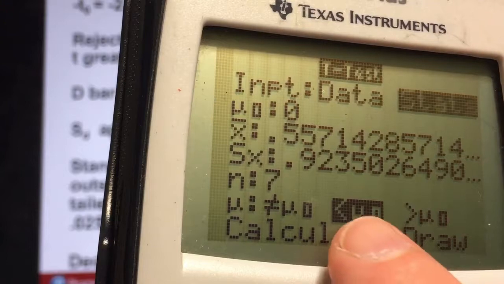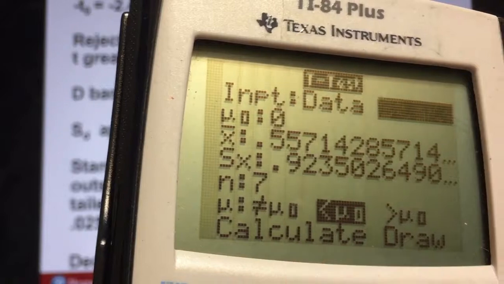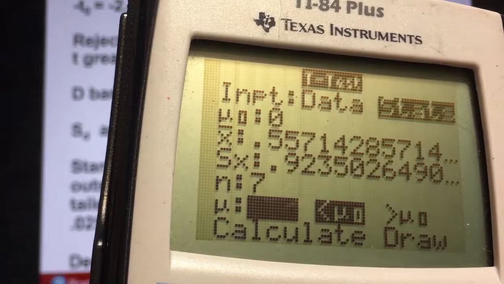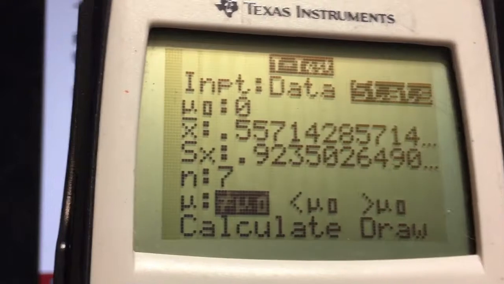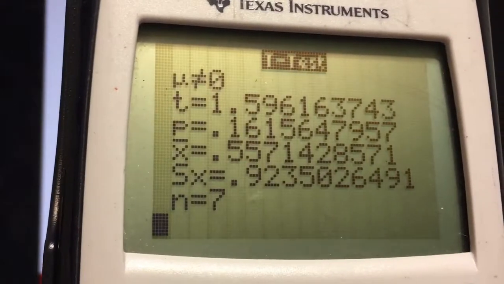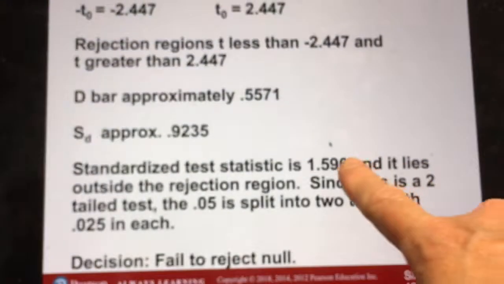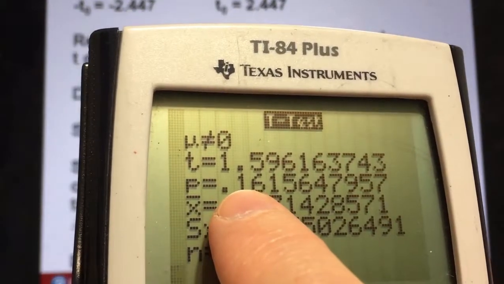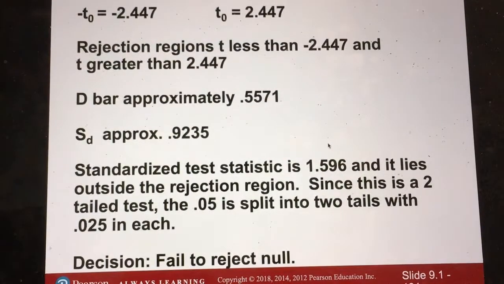And this is the problem right here. My last one was less than. I've got to change that to not equal to. So that's the only thing I have to change on here. I don't have to enter anything except that. So I'm going to hit enter and change it to not equal to because of the null hypothesis. We go 1 down. I'm going to calculate. And I get T as 1.596, which is just what they get. And then we have the p-value is 0.16156, which I don't see the p-value on this one.